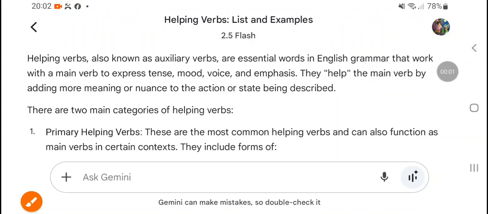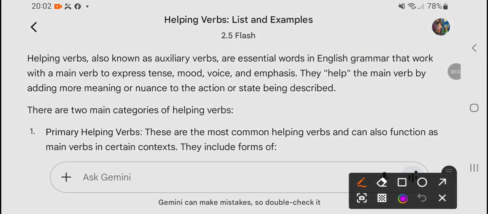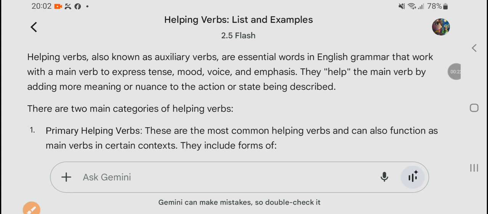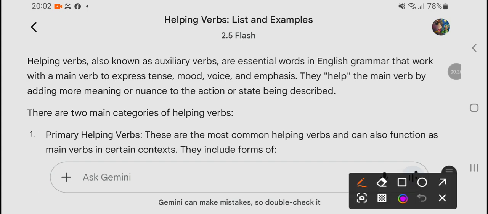Hello students, good evening. Today I will tell you about helping verbs, right? I told you that main verbs are a large number, but helping verbs are limited, right? So here we will discuss the use of helping verbs, the applications of helping verbs, and how many helping verbs there are.